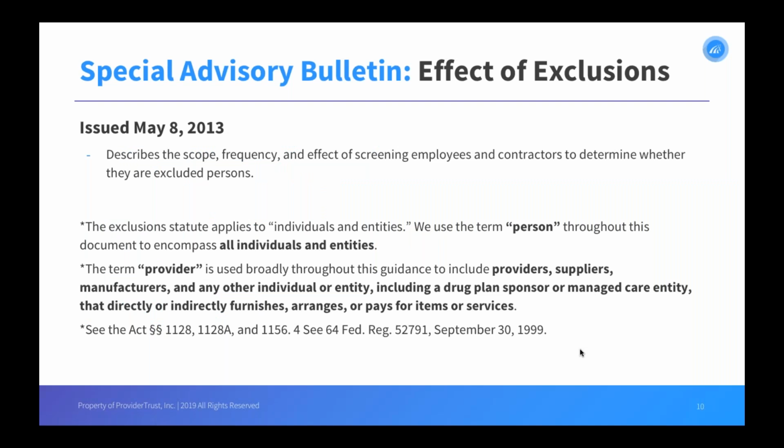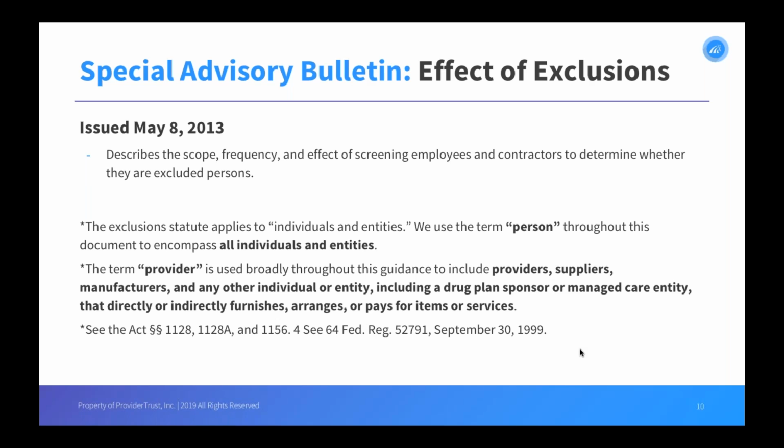So we can go to the special advisory bulletin that the OIG issued in May of 2013. It is really the most recent and provides a lot more detail, which had been missing since the 1999 bulletin involving exclusions. So it's pretty instructive. If you haven't taken a look at it, we will provide you a link shortly, and I would suggest that you do so. And if you haven't done so in a while, it's a good refresher.